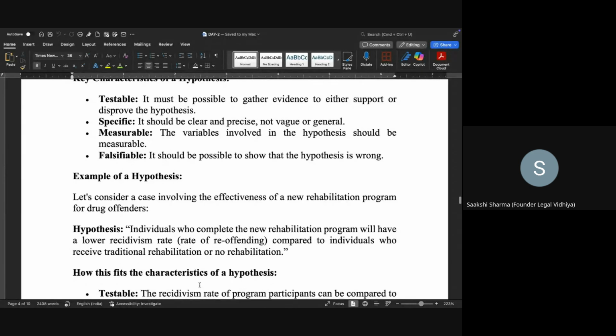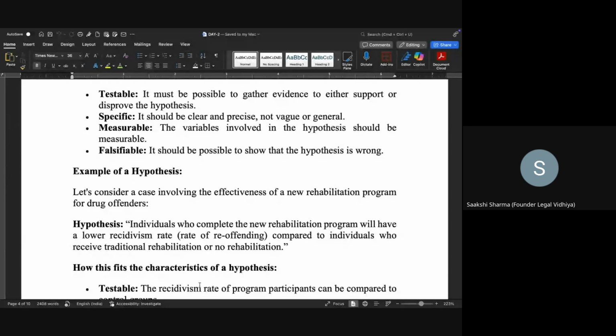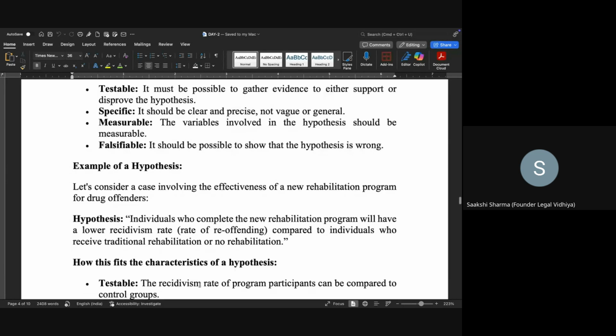I have written a hypothesis that individuals who complete this new rehabilitation program will have a low recidivism rate, that is, a low rate of reoffending compared to individuals who receive traditional rehabilitation or no rehabilitation. Basically I am saying that if a prisoner goes through the new rehabilitation program that is going to be launched, he will not commit an offense again compared to individuals who are not taking the new rehabilitation program.